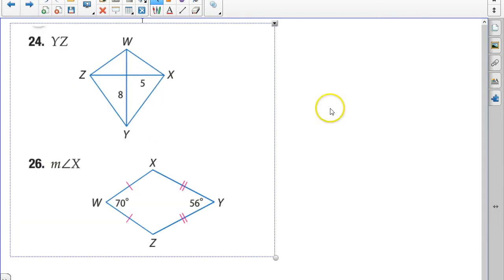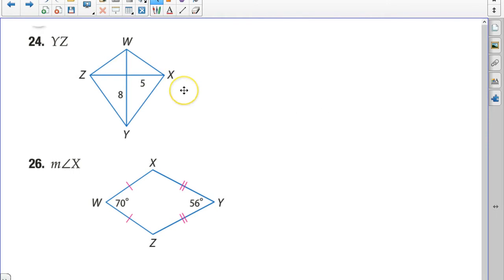Okay. So example problems. Let's see, 24 and 25. In 24, you're trying to find the length of YZ. The real trick to this problem is using some geometry that the book assumes you know, because we learn it later on in second semester. But what we're really going to use is the fact that this ends up being a right triangle, because the diagonals are perpendicular. So I get this right triangle here with side lengths of 8 and 5.